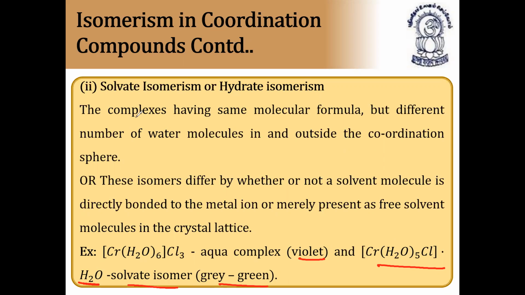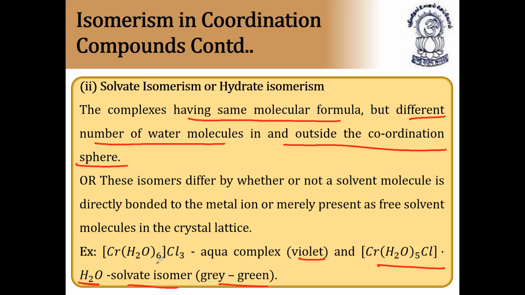The complex has the same molecular formula but a different number of water molecules inside and outside the coordination sphere. The total number of water molecules is the same. Here the total is 6, and here also 5 plus 1 is 6. The number of water molecules is the same, but their arrangement is not similar in the first and second cases. One water molecule came outside in the second case, and all 6 water molecules are inside the coordination entity in the first case. So that's why this is solvate isomerism.